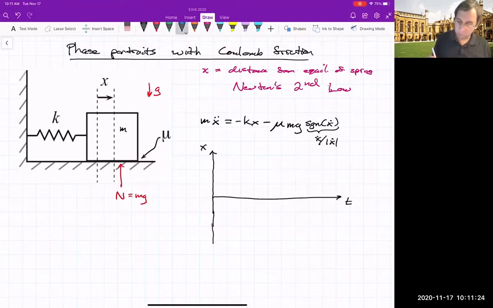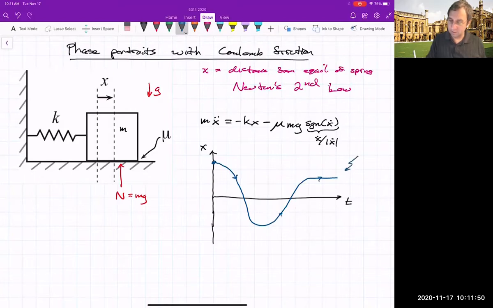I'll put this in blue. So let's say I pulled on this spring, release it from rest. This thing will oscillate, getting lower and lower, and then at some turning point, it'll just stop. Like, what's going on?